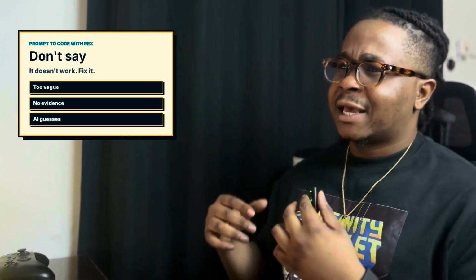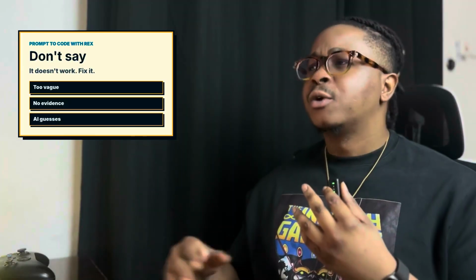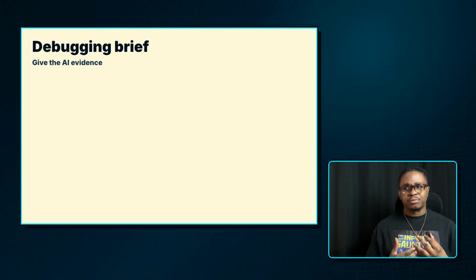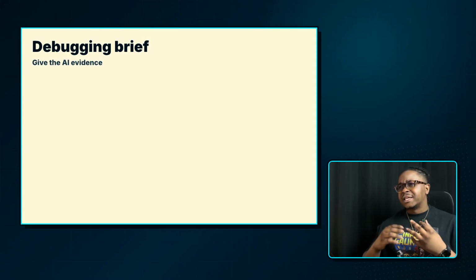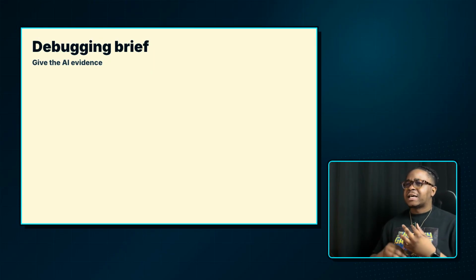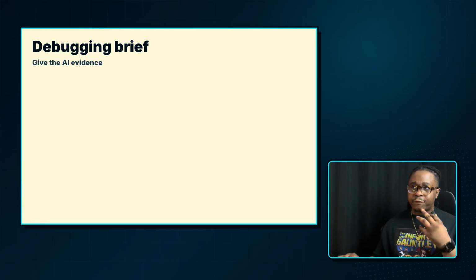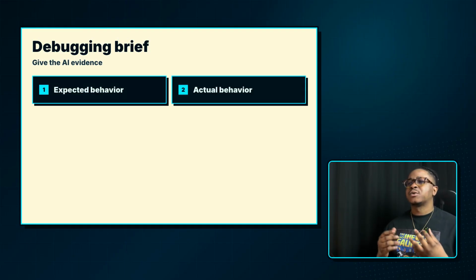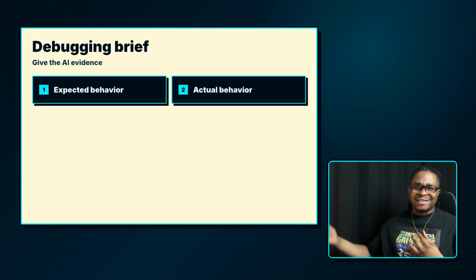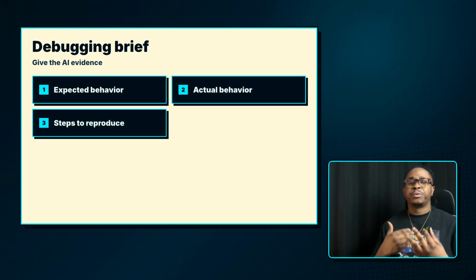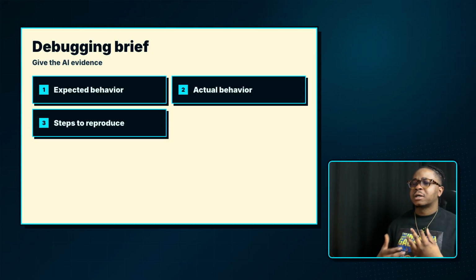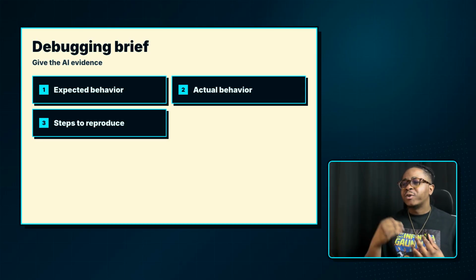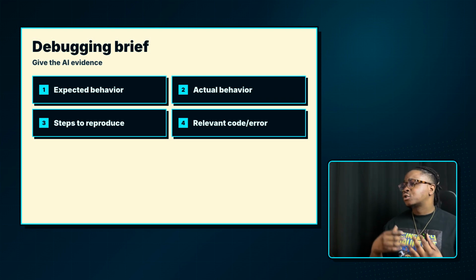So instead of asking AI to magically fix everything, we are going to give it a debugging brief. A debugging brief is just a clear description of the bug. It has 4 simple parts. First, expected behavior. What should happen? Second is the actual behavior. What happened instead? Third, steps to reproduce. How can someone make the bug happen again? Then fourth, relevant code or error messages. What clues should the AI look out for? That is it. We are giving the AI evidence.